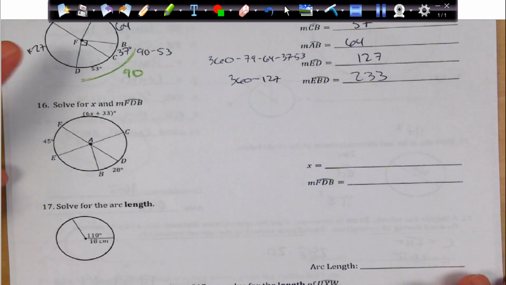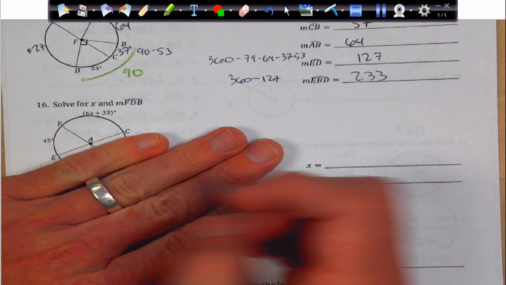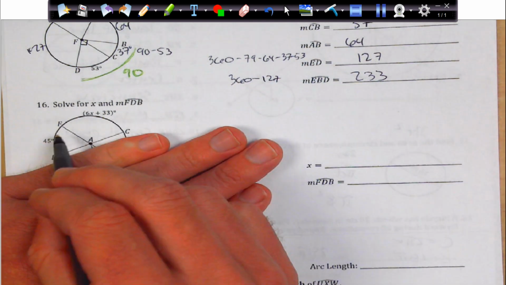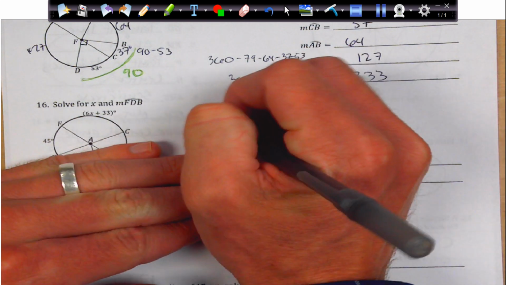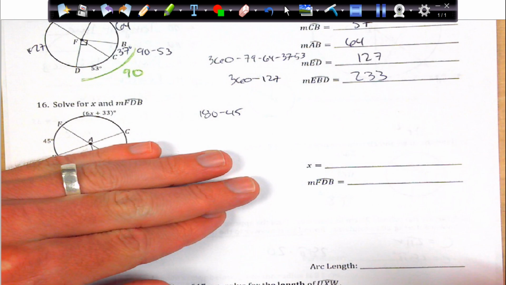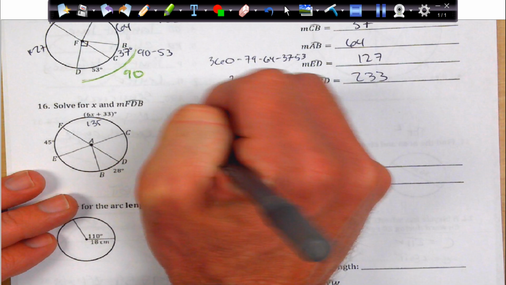All right, so we're doing the same thing, just now we're applying some algebra. So solve for x. Right here again, I look for a diameter. I see this is 180. So I know this is going to be equal to 180 minus 45. So if I do 180 minus 45, I'm going to get that arc measure, which is 135. So I just have to set those equal to each other to solve for the value of x.